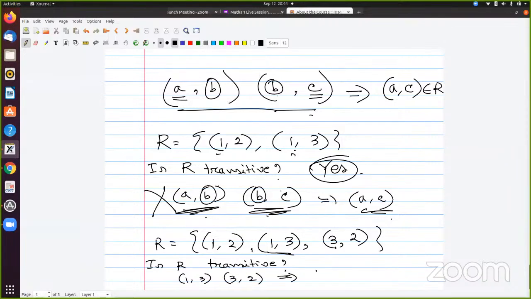Which element should be there? There must be 1 comma 2. 1 comma 2 must be there.